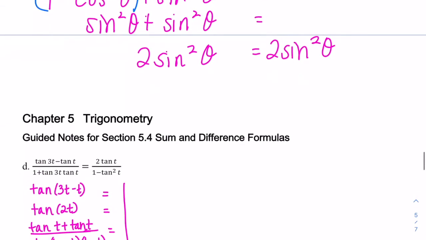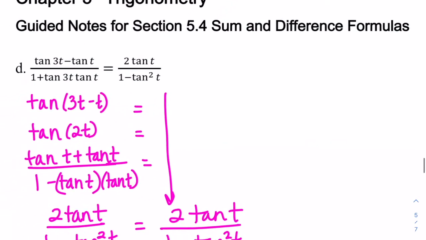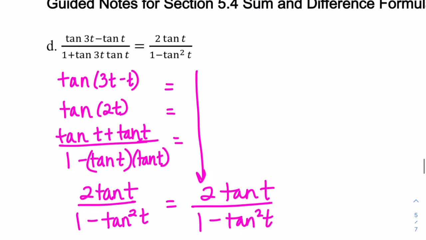Okay, for the next page, we're still using sum and difference formulas. And you can notice right away that this is the difference of tangent. So 3t minus t, which would be tangent of 2t. And then we can actually use the sum formula. So that'll be tangent of t plus tangent of t over 1 minus tangent of t times tangent of t. And then we get the left side to look like the right side. So it'll equal 2 times the tangent of t over 1 minus tangent of t squared.